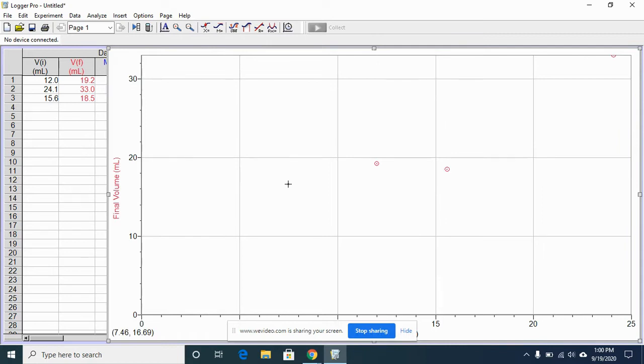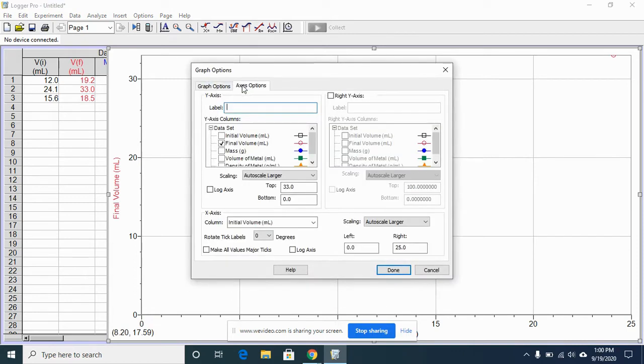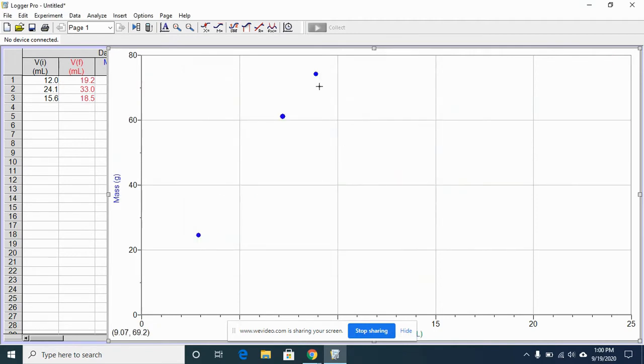The graph, though, is not graphing what we want it to. We want our graph to be the volume on the x-axis and the mass on the y-axis. So the way we do that is by right-clicking and selecting graph options. And first, we'll go to axes options. On the y-axis, we want it to be mass. And on the x-axis here, we want it to be the volume of the metal. We'll hit done and see how that looks.